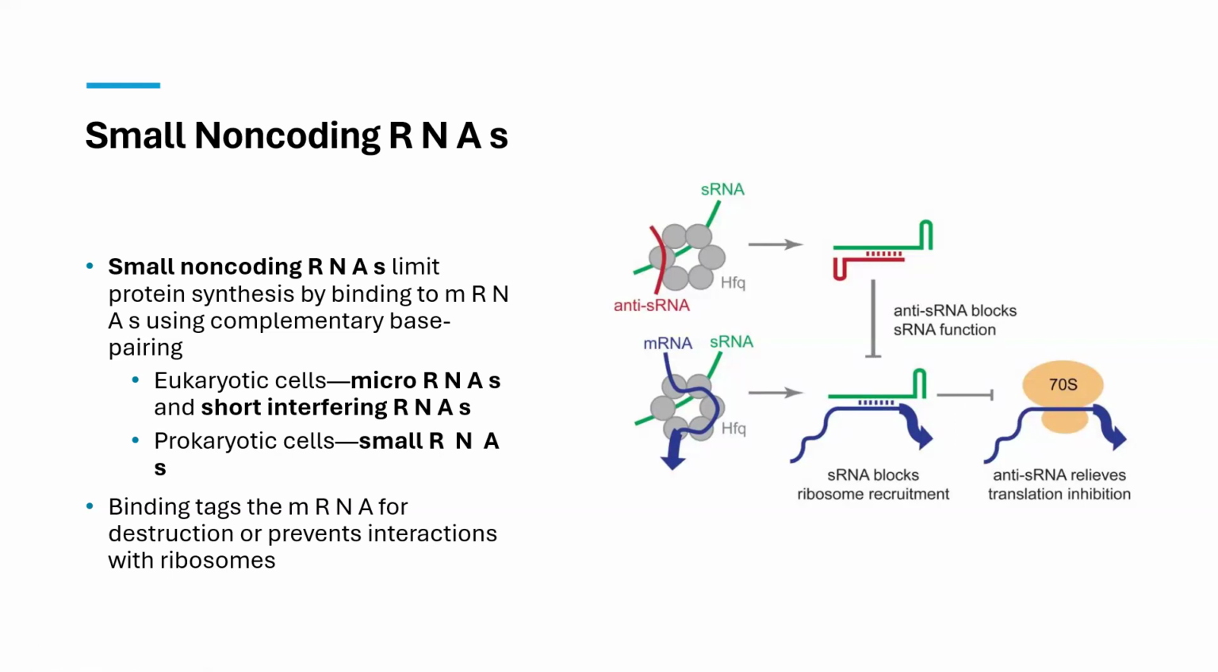Now, the cell can produce anti-small RNAs, which are basically sequences that will just bind up the small RNAs. And as long as they bind them up, then the mRNA can make it into the ribosome. And if the small RNAs are bound to the mRNA, then that tags that mRNA as being something that's ready to be degraded.